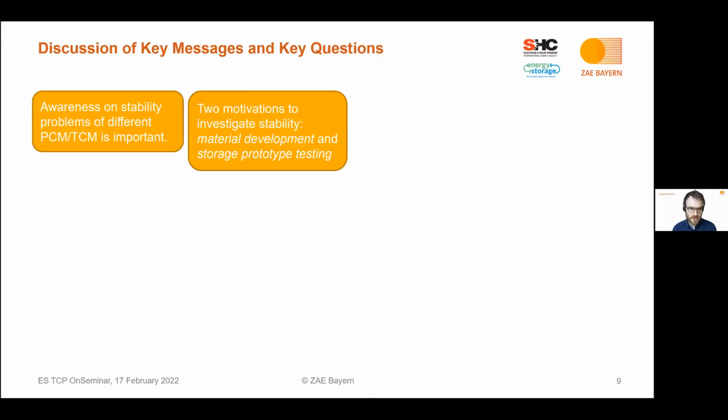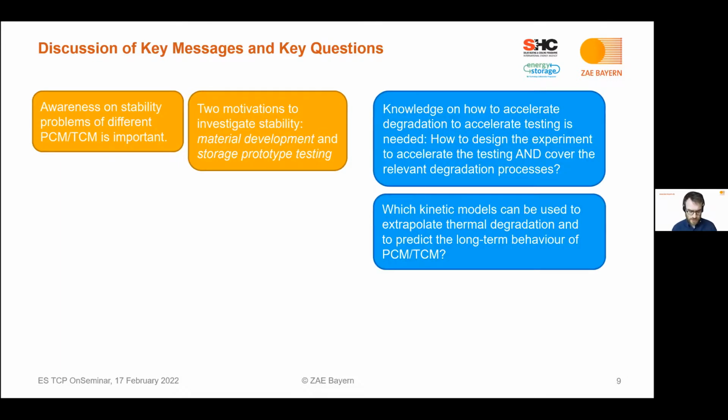So a first point is, of course, to create an awareness of stability problems related to certain material classes. And then, in the discussion, we found out that there are always two perspectives or two motivations to investigate stability. It's for material development, but also relevant for storage prototype testing.